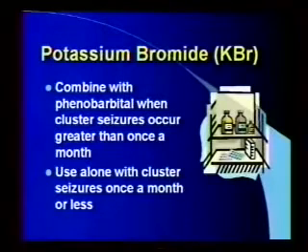The potassium bromide takes about a month to take a real good effect. Sometimes we'll see something in a couple of weeks, but you just can't count on it for a month. So you need the phenobarbital in the meantime till the bromide kicks in. Now, if they are having cluster seizures only once a month or less, then you can go right to the potassium bromide as your first drug of choice.